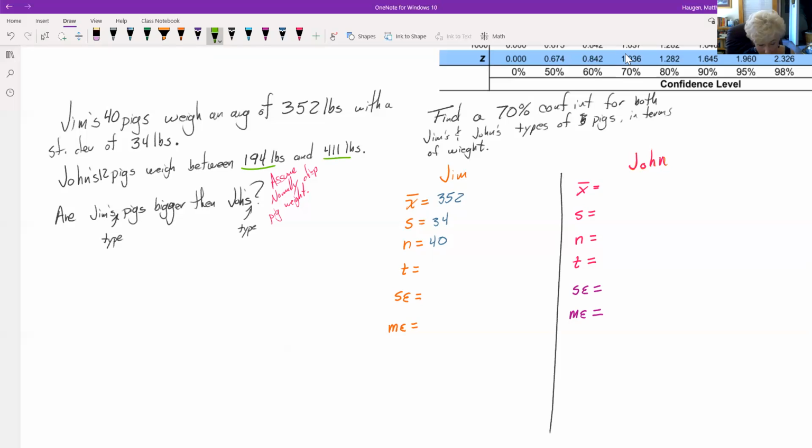Fair? Yep. So if his pigs go from 194 to 411, assuming that average is in that middle, average is supposed to be a measure of center, so let's add them together. It's a pretty big assumption, but it's all we got. Fair? Yeah. Jim's data is a lot better, we'll see that. But what do you get as our presumptive average for John? 302.5. That seems reasonable.